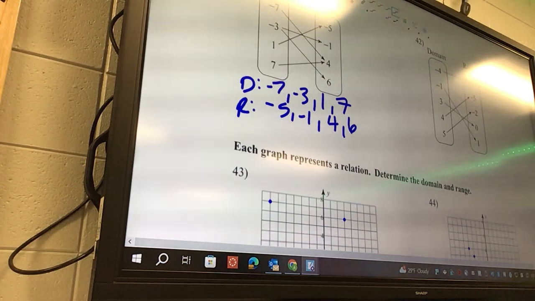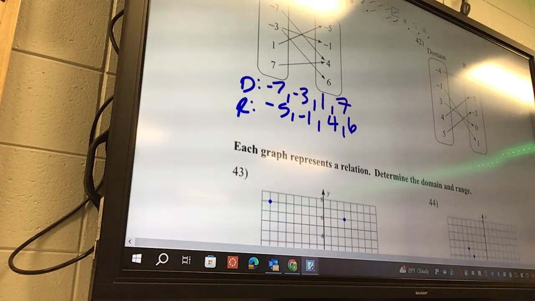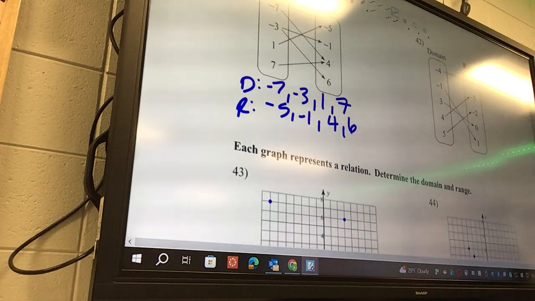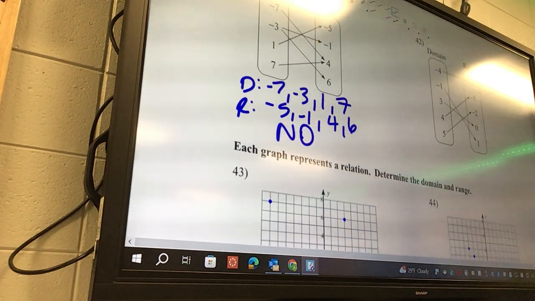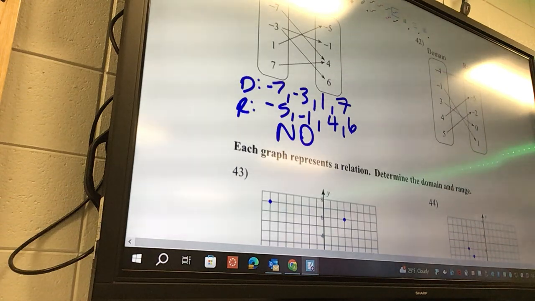Okay, is this one a function? No. Yes or no? No, why not? Yes, it is. There's two arrows coming from the -3 on the domain, okay? So it has two x's. Okay, so this one is gonna be a no, it's not a function. Okay, 43.